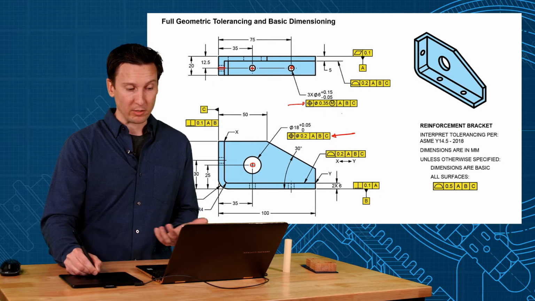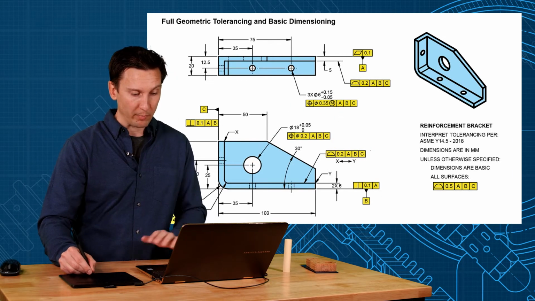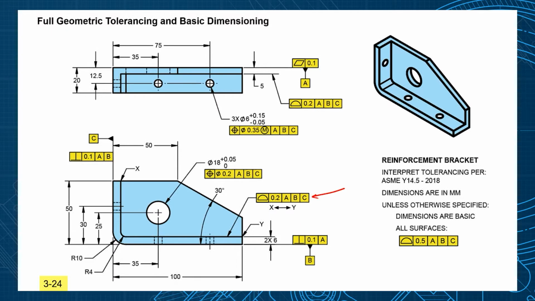So now we use profile tolerance, and we directly apply profile tolerance where it matters. So one of the important surfaces was here, profile within 0.2, between points x and y. So we find y here, and we find x here, and it's between those points.